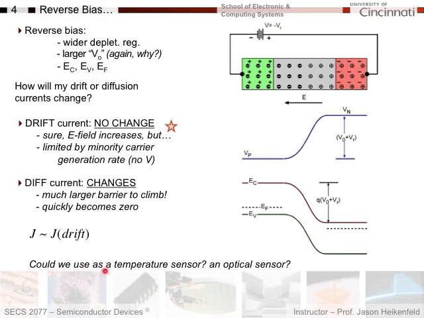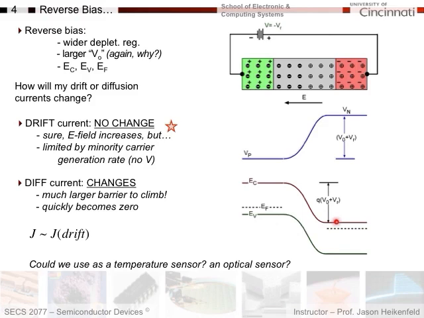So a question is, could we use this as a temperature sensor and an optical sensor? And the answer is absolutely yes. If I took this same reverse bias diode and I heated it up, I would see more thermal generation of electrons and of holes down here, and I would see more reverse saturation current, and I could use this directly to measure temperature of something.